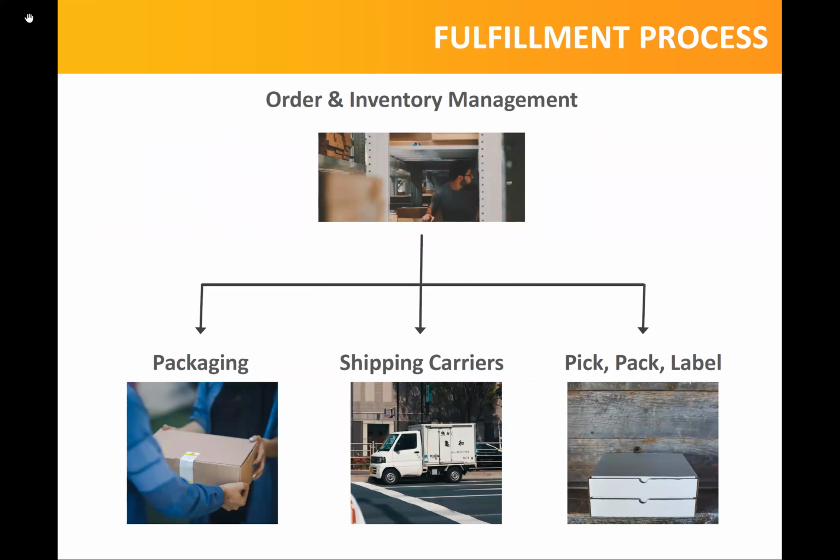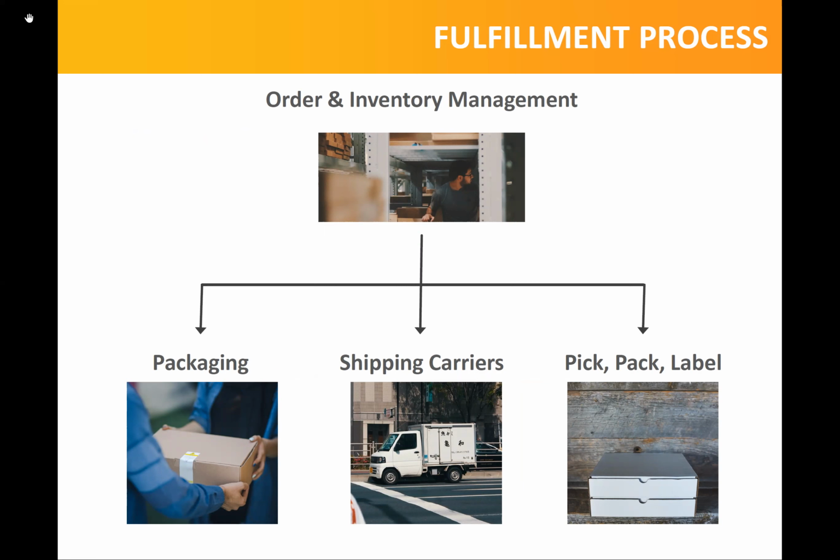All right, so once you are ready to fulfill your orders, this is when packaging, shipping carriers, and pick, pack, label all come into play. So first you have your packaging, and there are basically 3 types of packaging that you can use. There are mailers, boxes, and flat rates. Each one of these has different shipping costs, different types of protections, and perks.